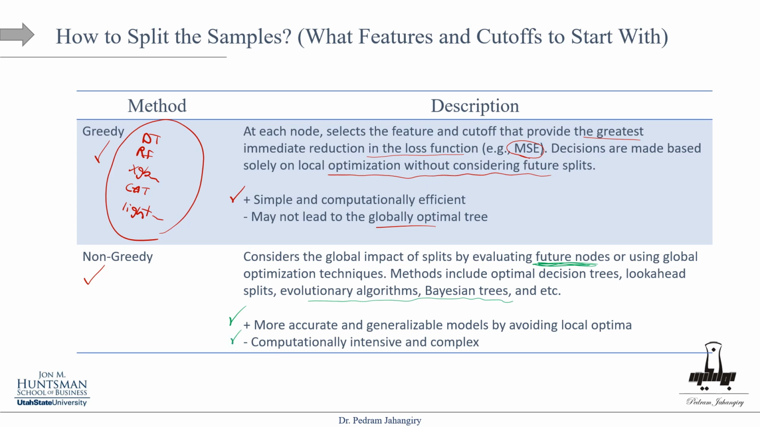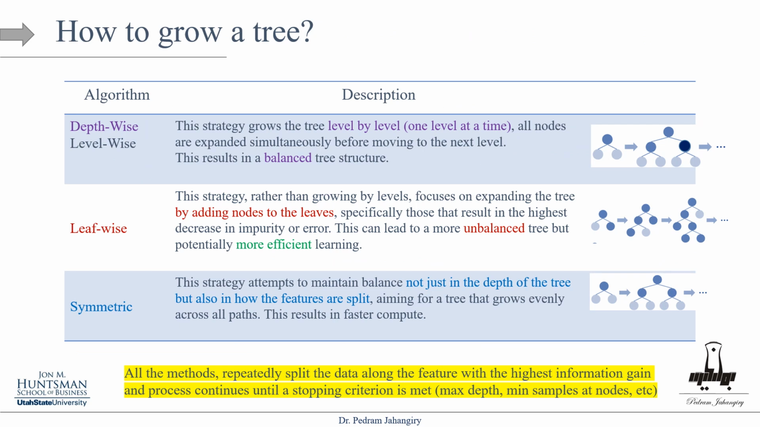Because it's more complex. All right, the next big question is how to grow a tree. Basically, if you're going down a tree, how do you decide if you should go one way, or you should go both ways, or should you be symmetric? What is the answer, right? There are three methods: depth-wise or level-wise, leaf-wise, and symmetric. And it's pretty straightforward. Let me walk you through an example and intuition.